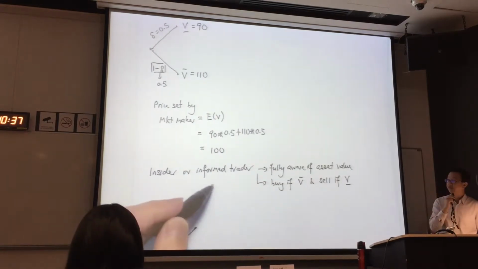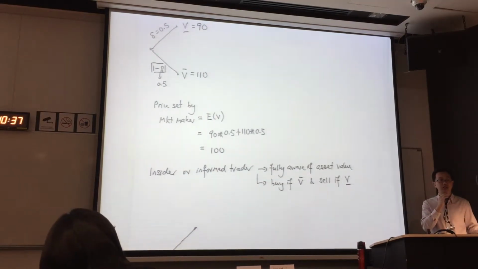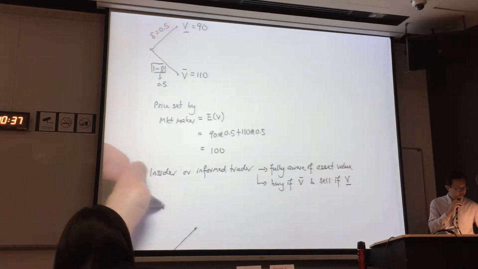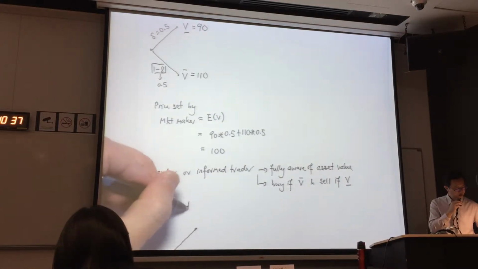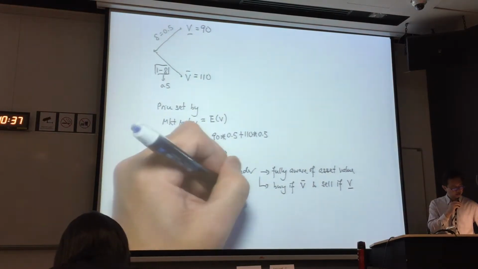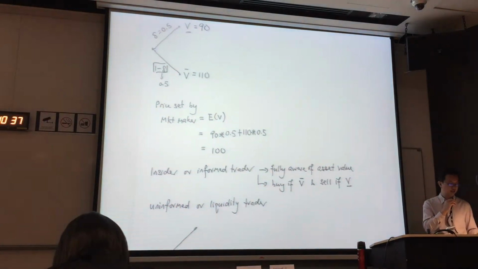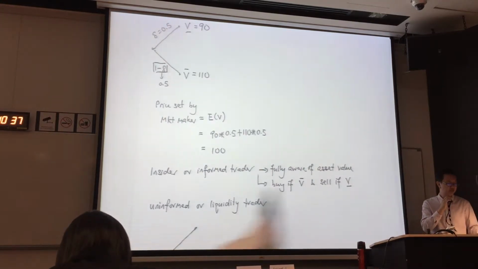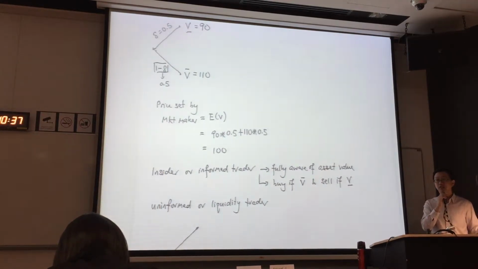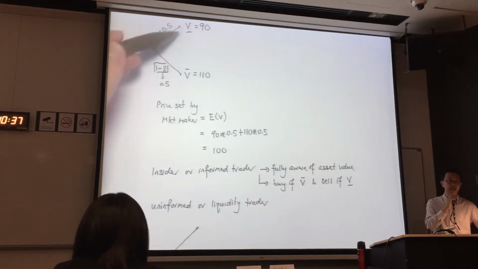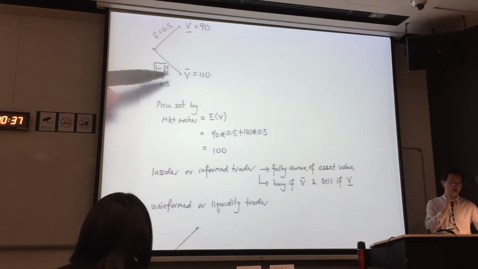Besides insiders or informed traders, there's another type of trader which is called uninformed. It's also known as liquidity traders. These are the ones without specific knowledge about the asset value. So they are very similar to the market maker. They only know there are two potential values, and the probability of the value being high and low is 50%. Understand?